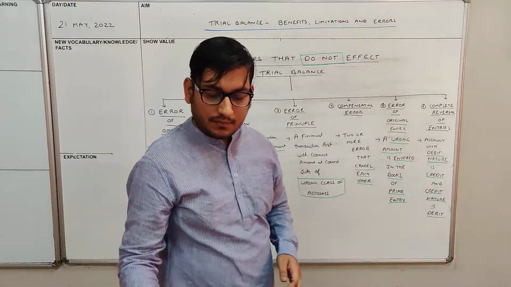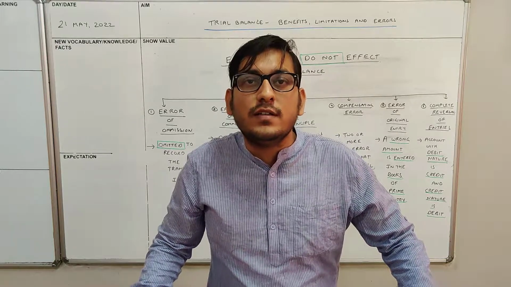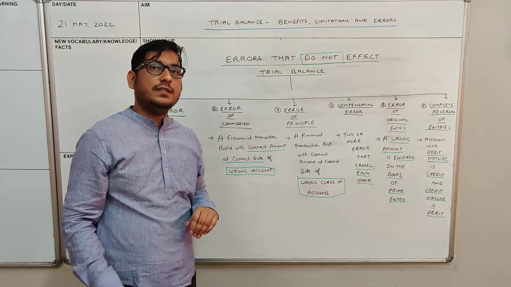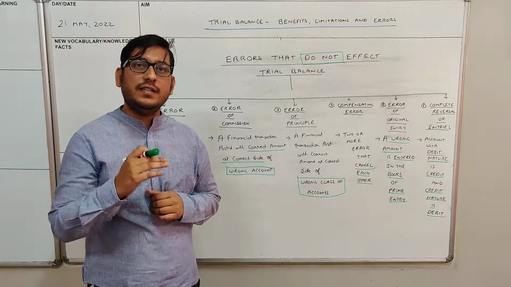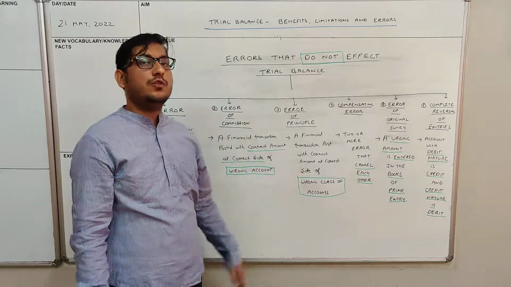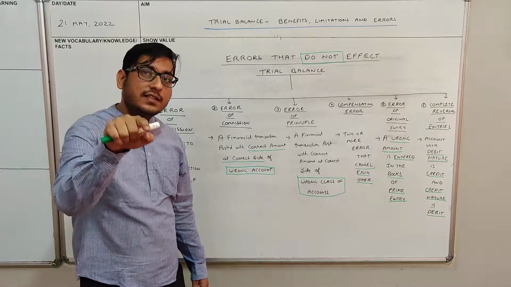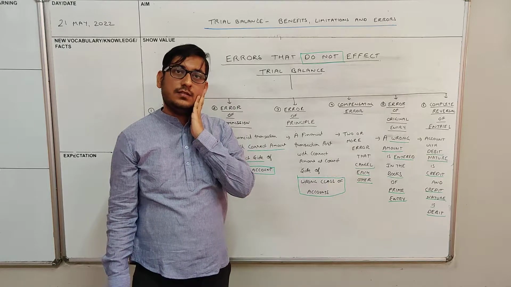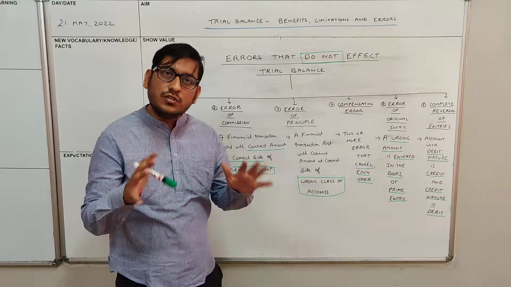So students, our next topic is the errors that do not affect the trial balance. Sir, you just told us in the previous topic that trial balance is about mathematical accuracy. If debit does not match with credit, there must be an error, and we come to know by preparing the trial balance. Now this is the most important topic, which says there are some errors that exist but do not affect the trial balance. How? If it is an error, it will surely affect the trial balance. But are there some errors that do not affect the trial balance?